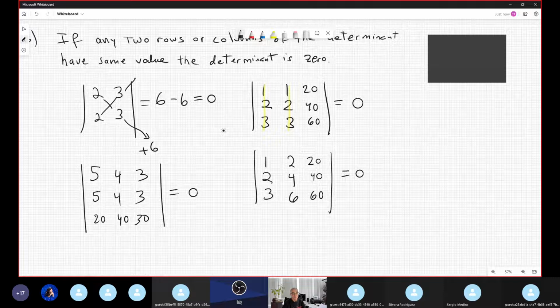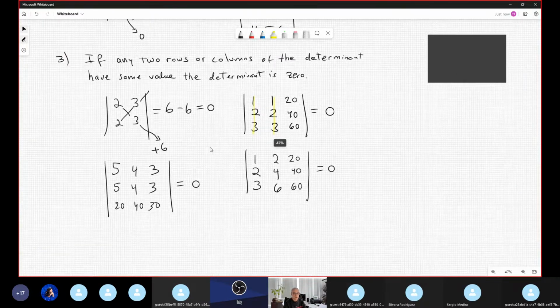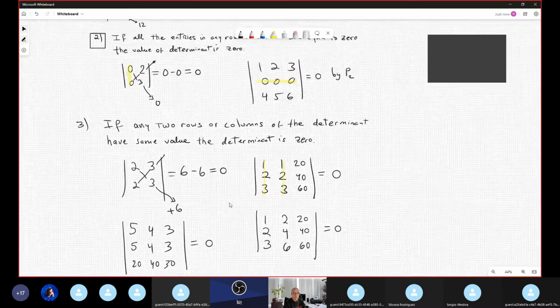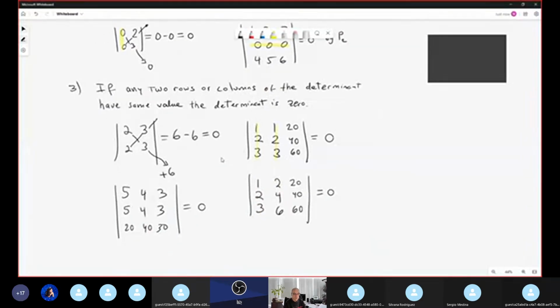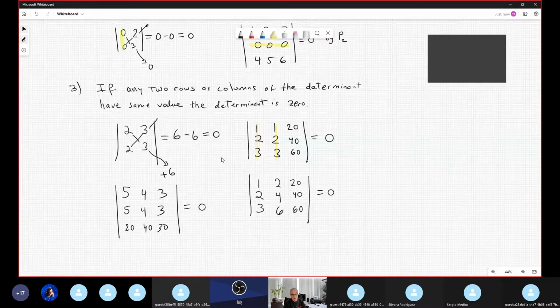With two rows equal, the answer is 0. This is logical because we studied property number 1, which says that when you interchange two rows or two columns, the value of the determinant changes sign. Suppose a proof by contradiction. Suppose it's not 0. Suppose it's one value, 20.